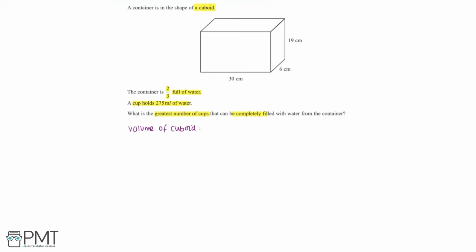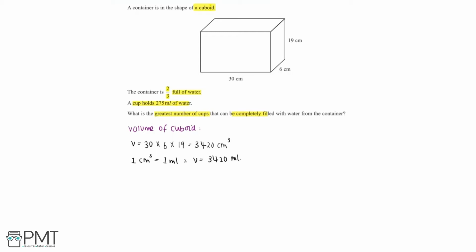And so the volume of the cuboid would be equal to 30 multiplied by 6 multiplied by 19, which is equal to 3,420 centimeters cubed. But we're told that 1 cup holds 275 milliliters of water. We want to be working in the same unit throughout the question. 1 centimeter cubed is equal to 1 milliliter. And so if the volume of the cuboid is equal to 3,420 centimeters cubed, the volume of the cuboid is equal to 3,420 milliliters.